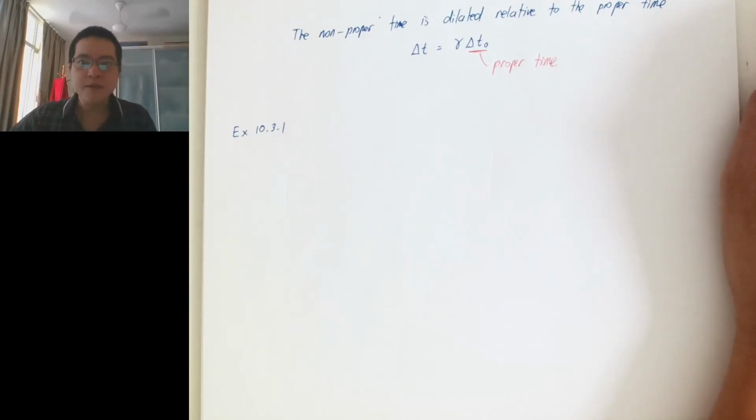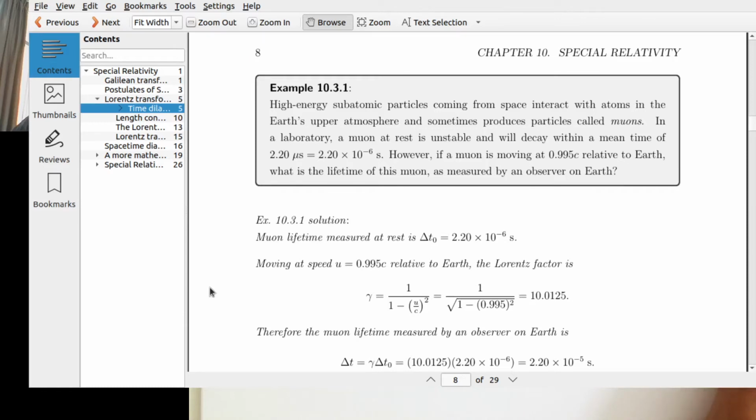High energy subatomic particles coming from space interact with atoms in the Earth's upper atmosphere, and this collision will produce particles called muons. We have created muons in the laboratory before. A muon is an unstable particle, so it cannot last very long. Muons can only last 2.2 microseconds on average.